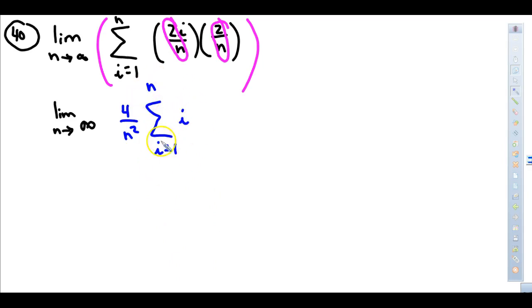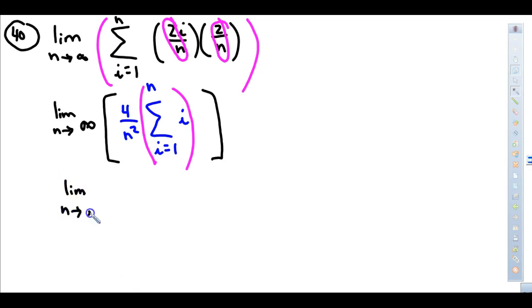See, we know this formula right here, don't we? So I'm taking the limit of all this, and what I'm going to do is plug in my formula for that. So the limit, yes, there is a purpose behind this, I promise. You just got to learn how to do this. Please just stick with me. So 4 over n squared, my formula for the sum of my integers, n times n plus 1 all over 2.